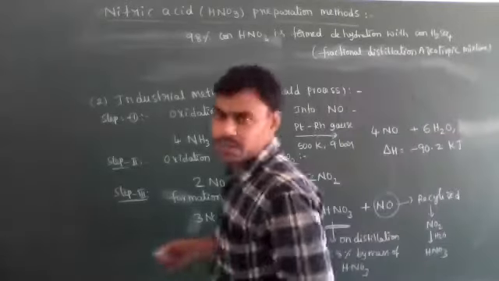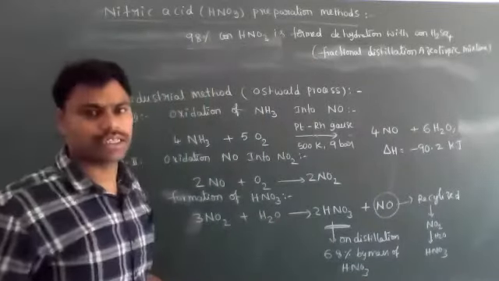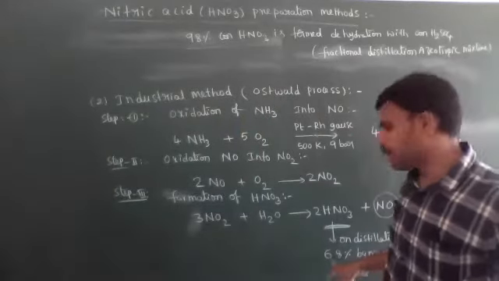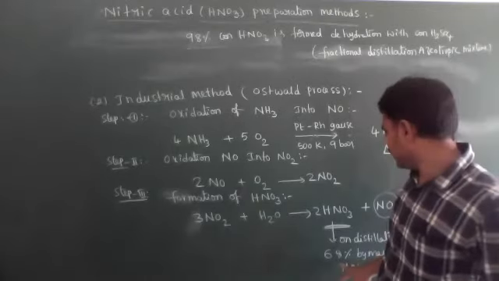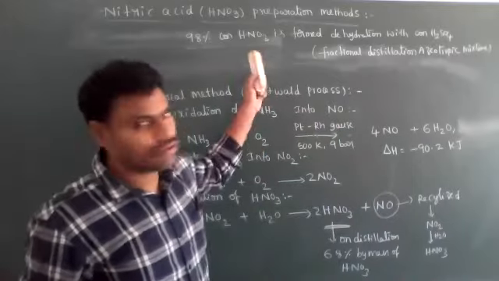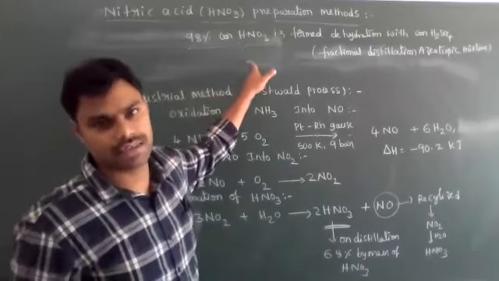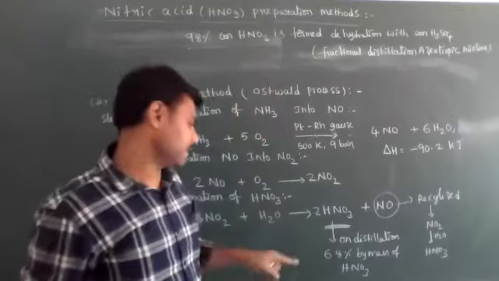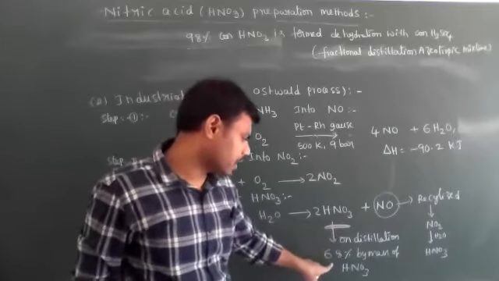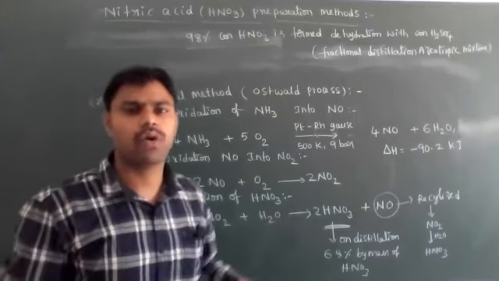Fractional distillation of the azeotropic mixture with concentrated H2SO4 gives 98% pure HNO3. But in the laboratory, or in our chemistry lab, we mainly use 68% by mass HNO3, because HNO3 is a strong acid, and as its concentration increases, its reactivity increases. That's why in our chemistry lab, or generally in laboratories, we use only 68% by mass HNO3. The remaining part is water.